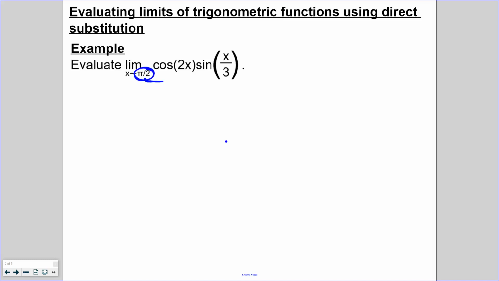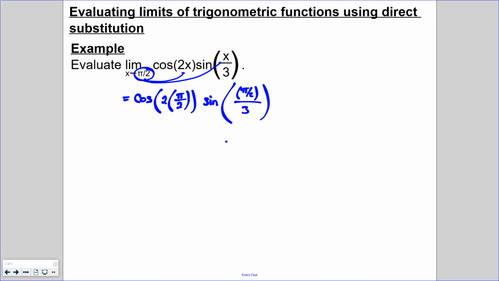Alright, so now since this method is using direct substitution, we're going to take the a value and directly substitute it. And we know that when we do this direct substitution, we can drop the limit notation. We have applied the limit. So that's going to give us cosine of 2 times our a value, which is pi over 2, times sine of our a value, which is pi over 2, over 3.